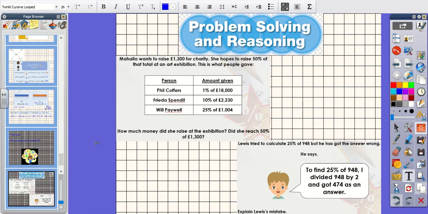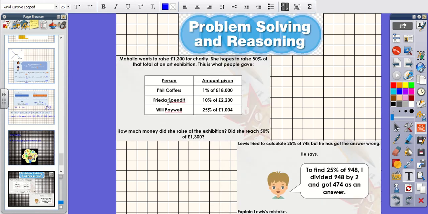Okay, so if we have a look at problem solving and reasoning today then, we have got Mahalia wants to raise £1,300 for charity. She hopes to raise 50% of that total at an art exhibition. This is what people gave. So Phil Coffers gave 1% of 18,000. Frida Spendit gave 10% of 2,230. Will Paywell gave 25% of 1,004. How much money did she raise at the exhibition, and did she reach 50% of 1,300?